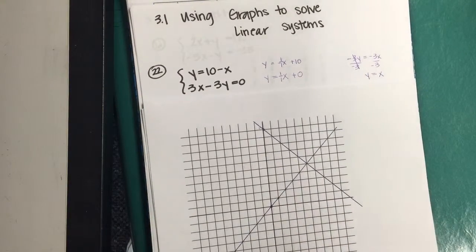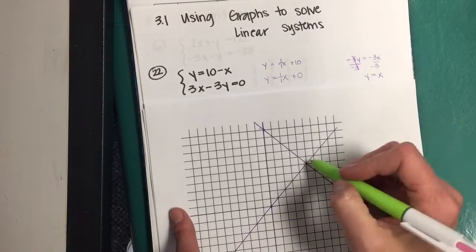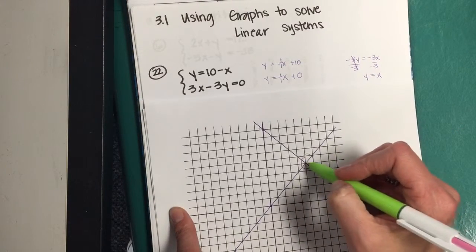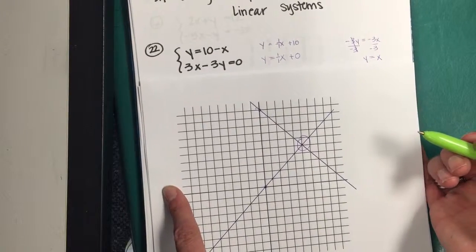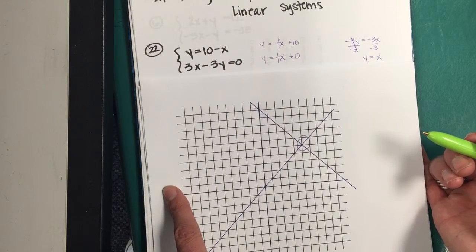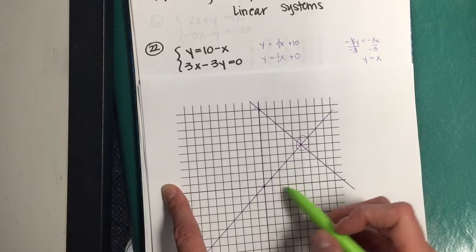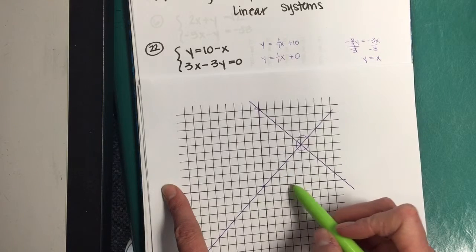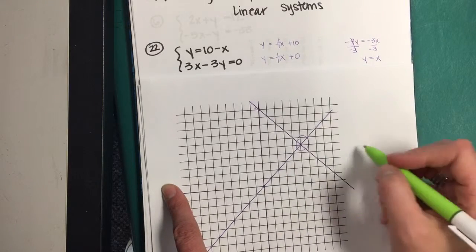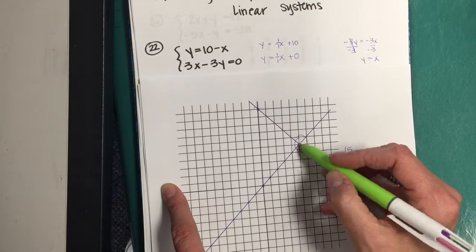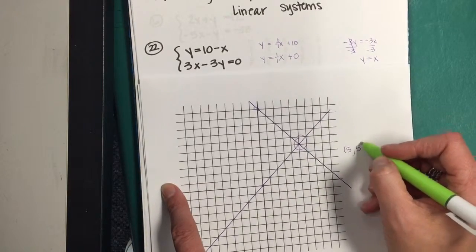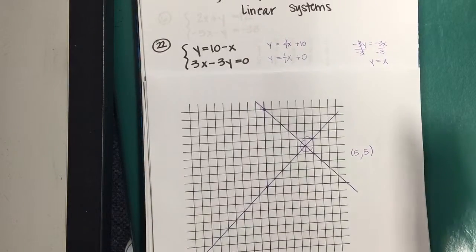So the solution means what points do they have in common. That's where they cross right here. We're looking for that point, and we want to write it as an ordered pair. We need an x coordinate and a y coordinate. So if you just count 1, 2, 3, 4, 5 is the x coordinate, and 1, 2, 3, 4, 5 is the y coordinate. Remember, you can plug them back in to check.